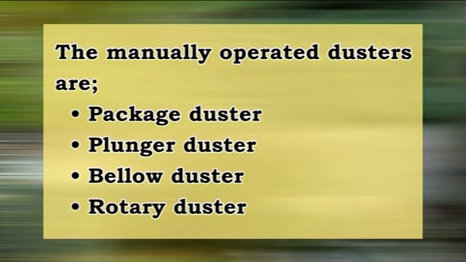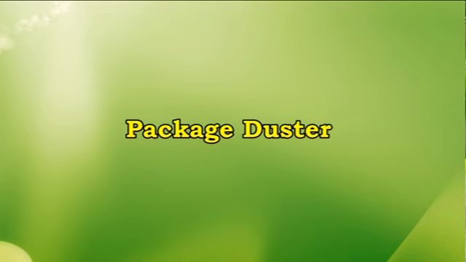Depending on the source of power, it can be classified as manually operated and power operated dusters. The manually operated dusters are package duster, plunger duster, bellow duster and rotary duster. First one is package duster. In some pesticide dust are packed in containers that serve as hand applicators and may be discarded after use.